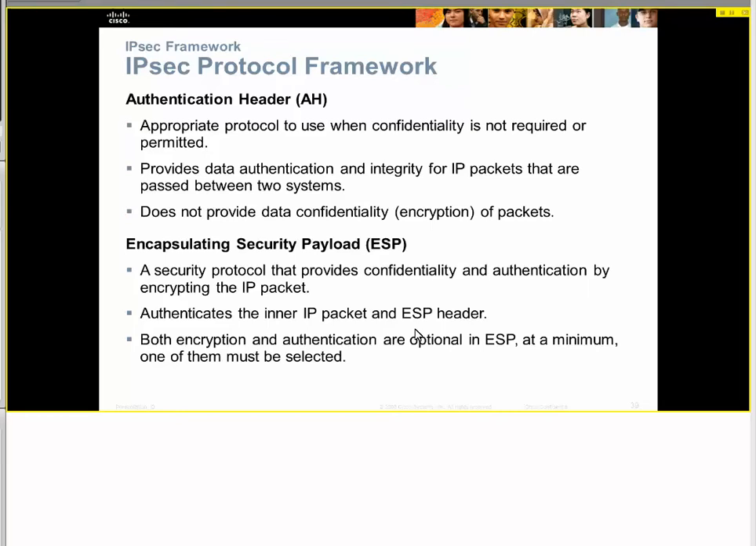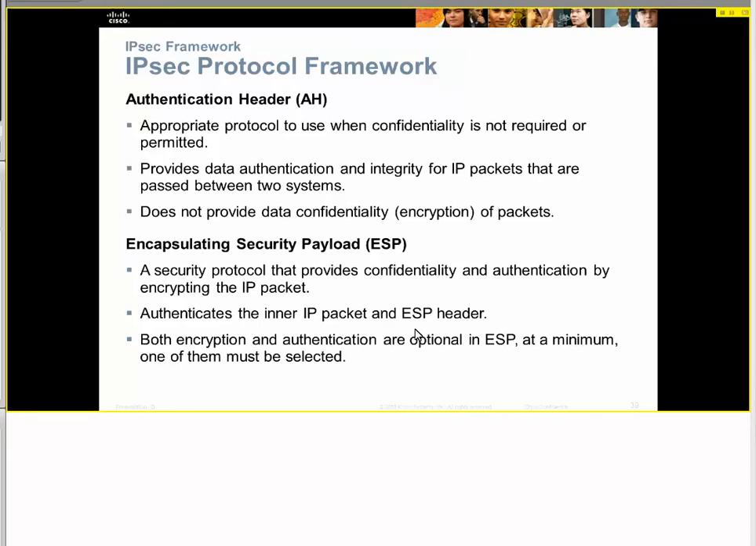ESP, encapsulating security payload, provides the confidentiality and the authentication. That provides your, hey, are you the right endpoint? But it doesn't necessarily supply the integrity. So ESP provides authentication and confidentiality, but not integrity. Authentication header does provide authentication and integrity. You see, both of them, you always get authentication. But it's whether you want encryption or integrity.